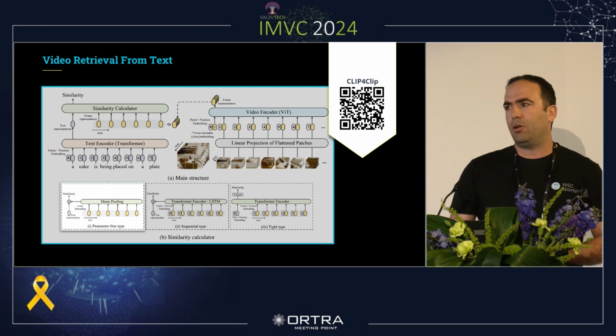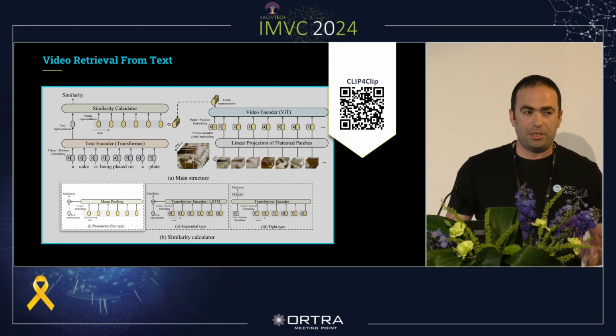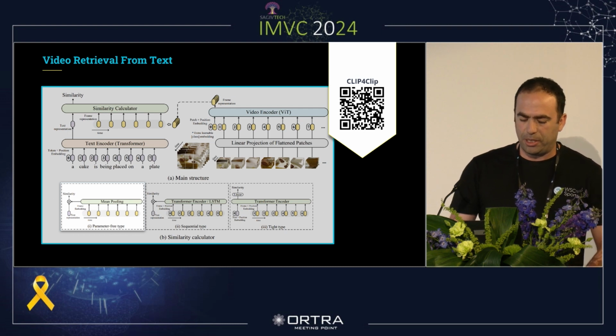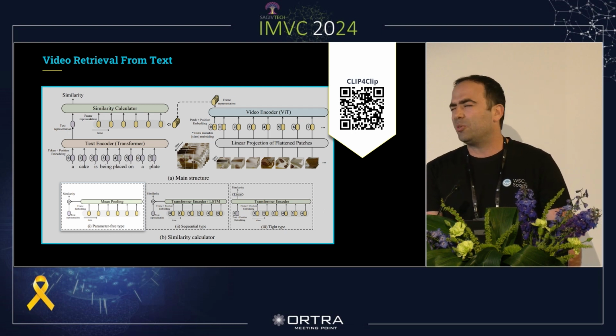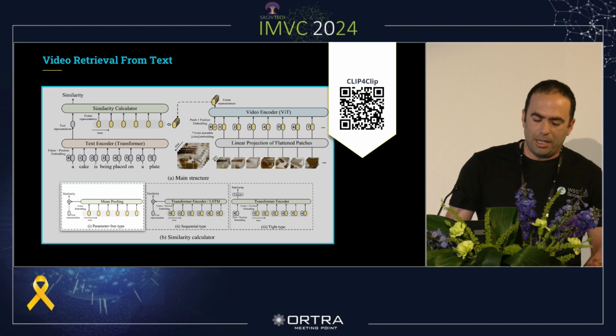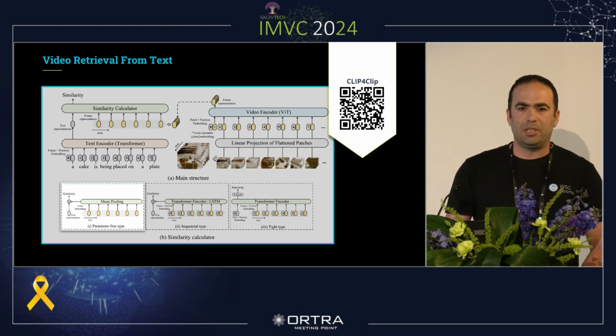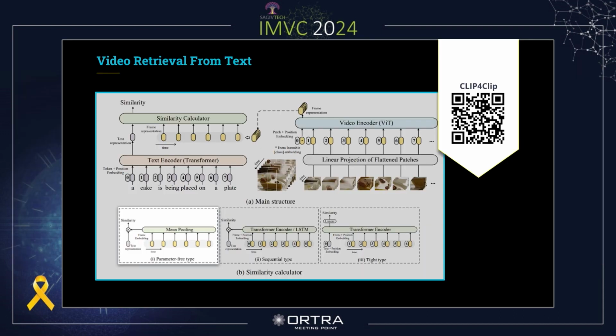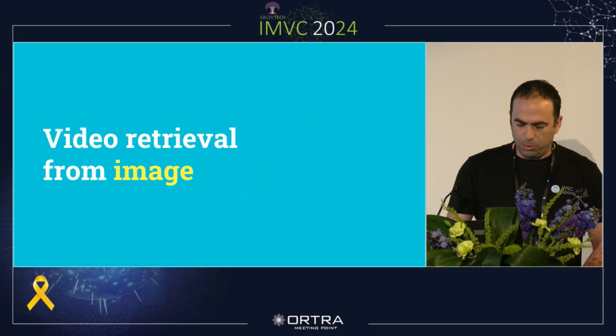In this paper, the authors examined 3 different types of video retrieval from text. And they showed that the most simple approach, which is just averaging the frame-wise embedding, gives a powerful tool to do that. And we decided to take this approach.